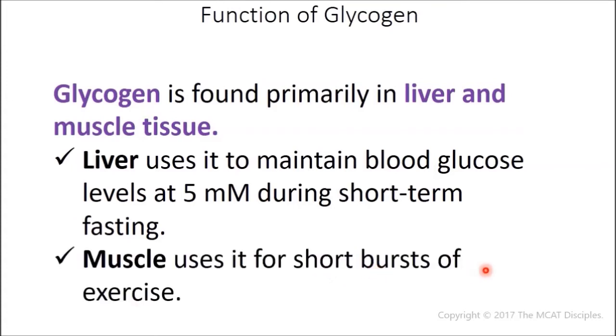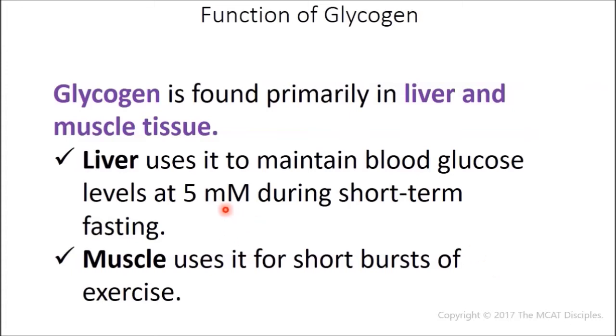Now, we also find glycogen a lot in the muscle, and it uses it for short bursts of exercise. And while we have glycogen in the liver, we have much more glycogen in muscle than in liver, probably just due to the fact that we have much more muscle tissue than liver.